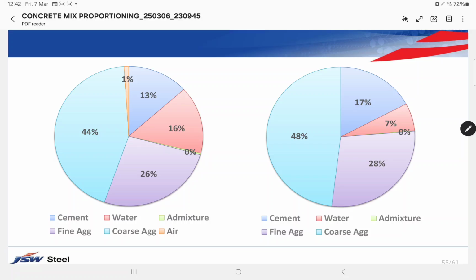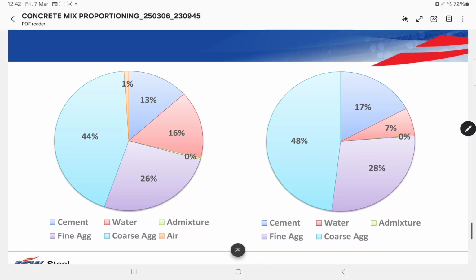Now I have a question. You see here the water content percentage by volume is showing 16%, but in terms of weight it is showing you only 7%. Why is there so much variation? This is because water is the lightest material among all the materials we have in concrete. It has a specific gravity of only 1, so though it occupies a significant volume, in terms of weight it has less weight. That is the reason.